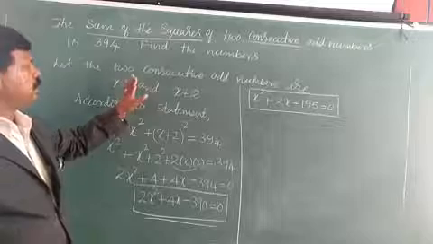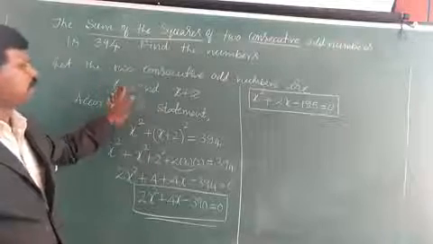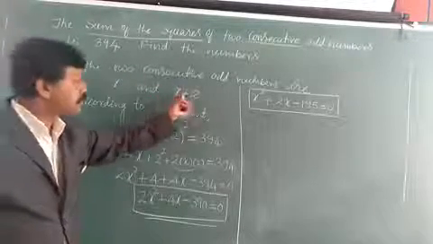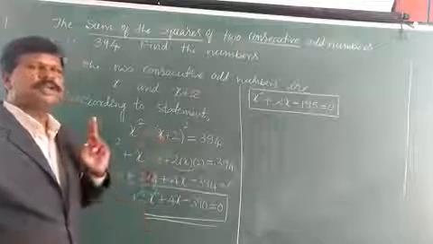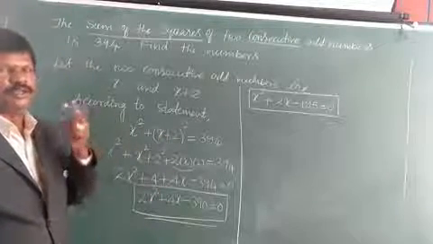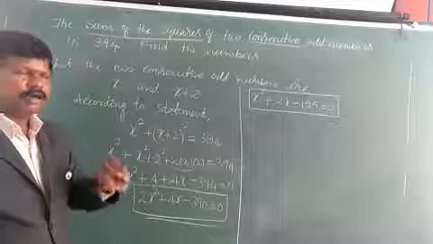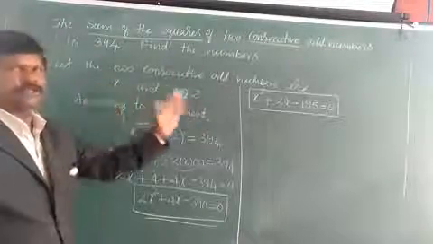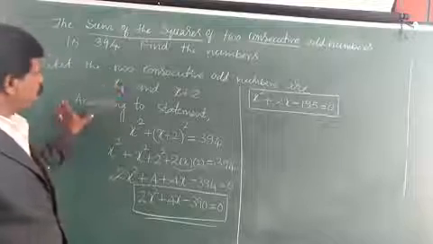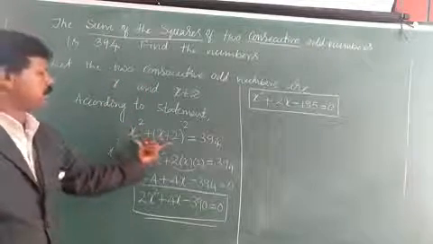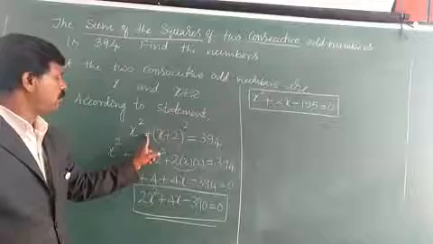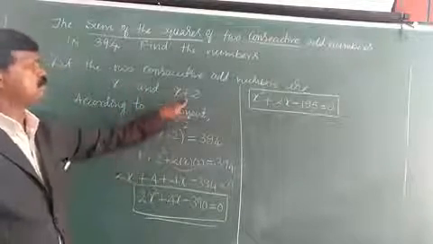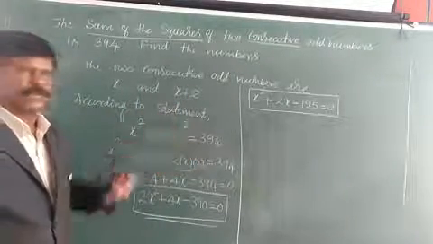So we know that the two consecutive odd numbers are x and x plus 2. Why we should take plus 2? Because the difference between two consecutive odd numbers is 2. So to get the next one, we should add 2. Okay. Now according to the statement, the sum of the squares of these two numbers is 394.